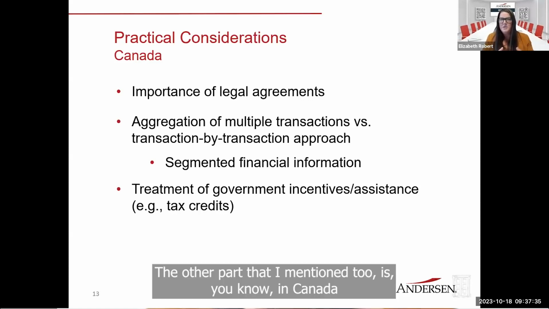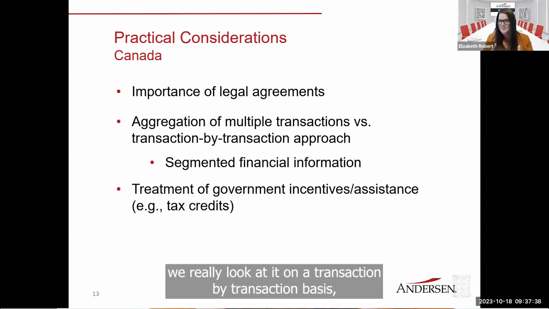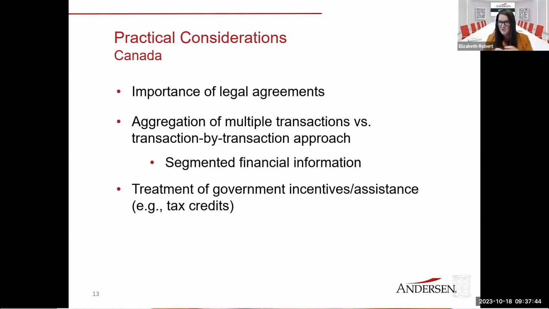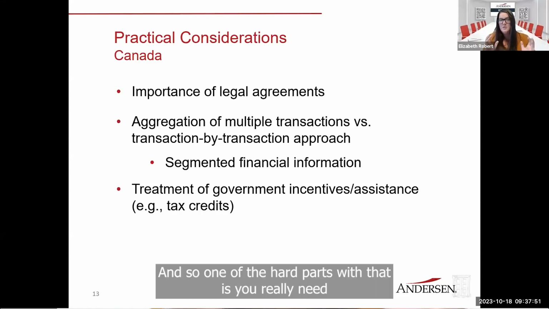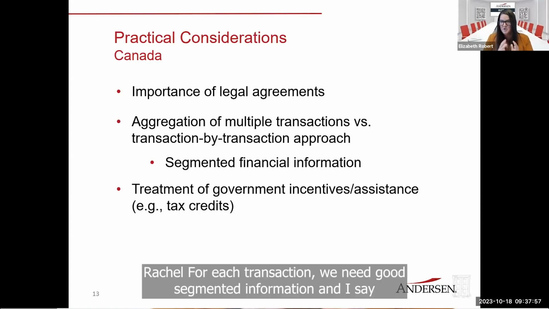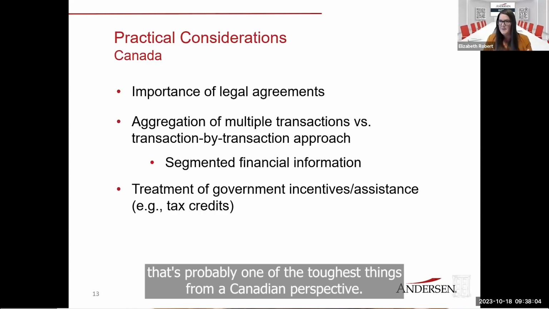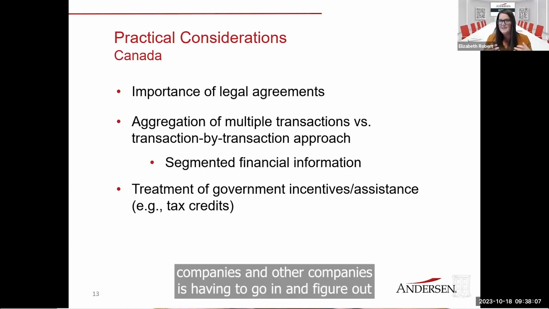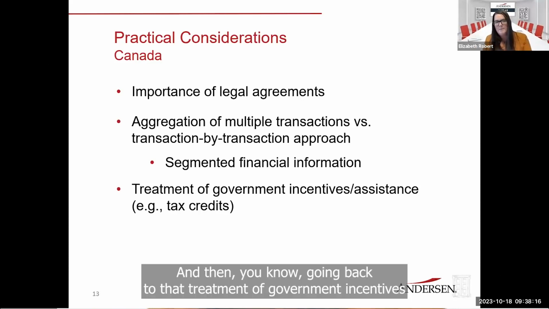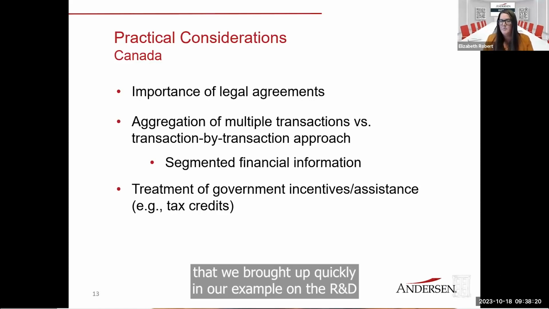The other part that I mentioned too is, in Canada, we really look at it on a transaction by transaction basis, which makes it very difficult sometimes because you're artificially extracting transactions out of an operation. And one of the hard parts with that is you really need to be able to get good segmented financial information, right? For each transaction, we need good segmented information. I'd say that's probably one of the toughest things from a Canadian perspective, that Canadian and U.S. companies and other companies have, having to go in and figure out how to segment their financials into these transfer pricing transactions.